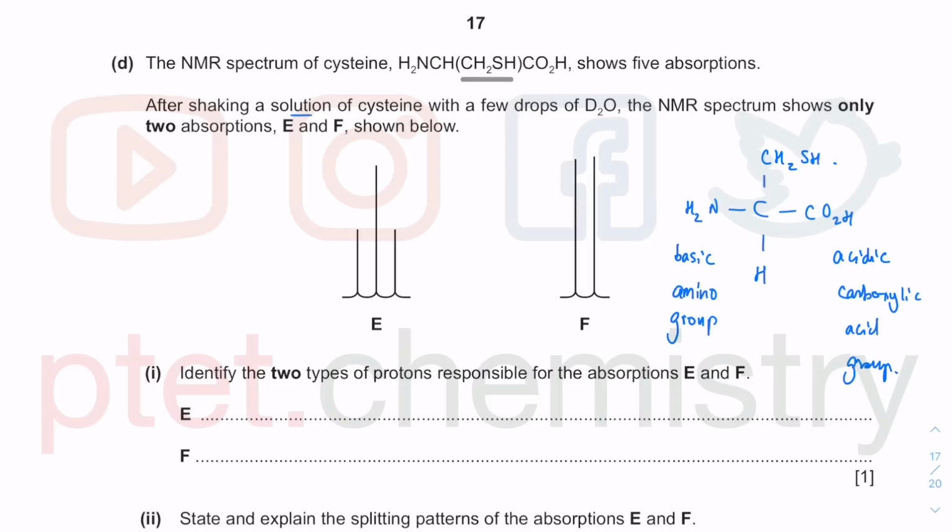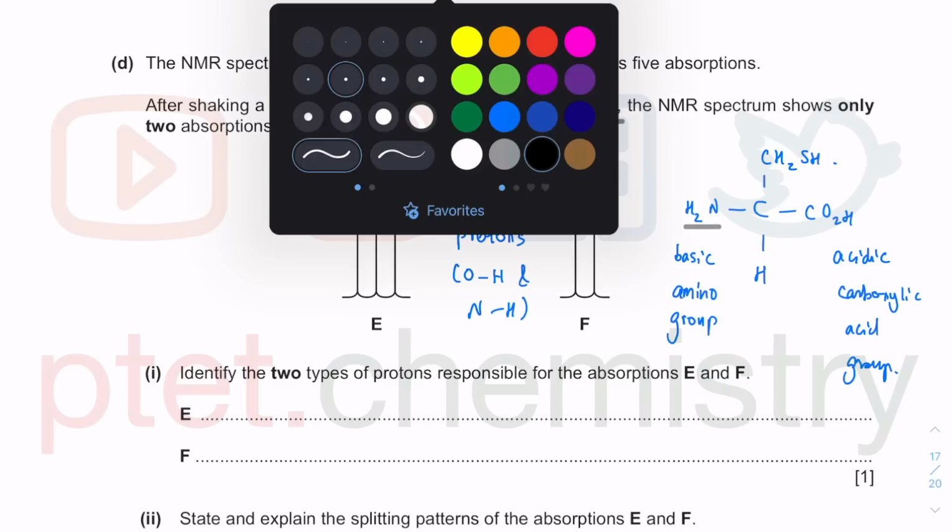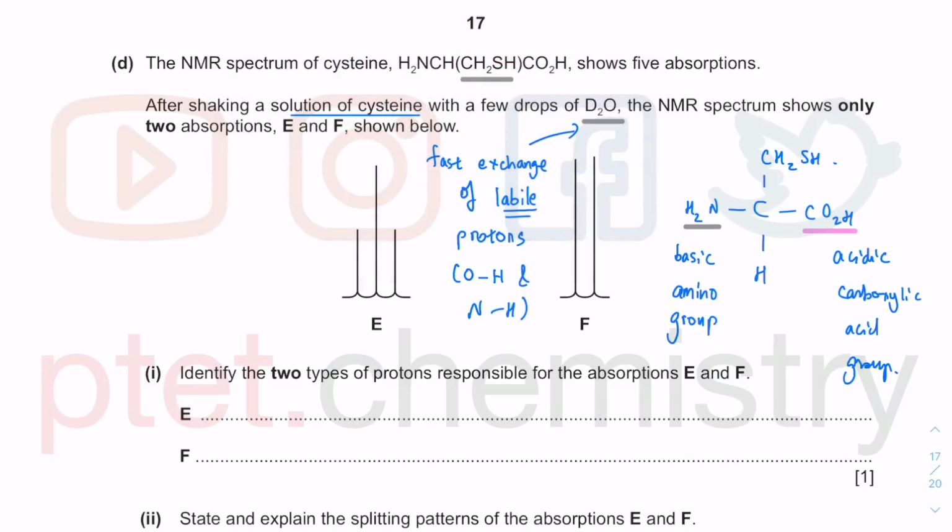Now after we shake a solution of cysteine, so that means cysteine dissolved in water, with a few drops of D2O. We know the purpose of D2O is to do a fast exchange. This is as stated in the syllabus, obviously. Fast exchange of labile protons. Labile means easily come off. So which ones are labile protons? OH and also NH are labile protons. You have NH there. You also have OH on the carboxylic acid end. So now your spectrum only shows 2 absorptions because this and this will be gone by now as they are labile protons.